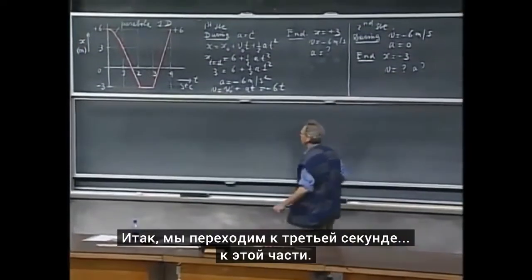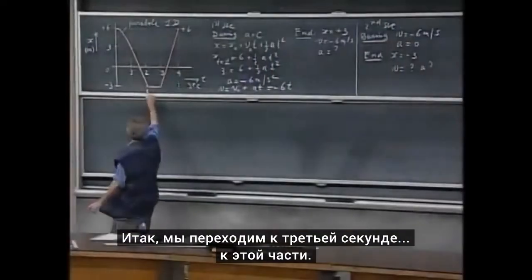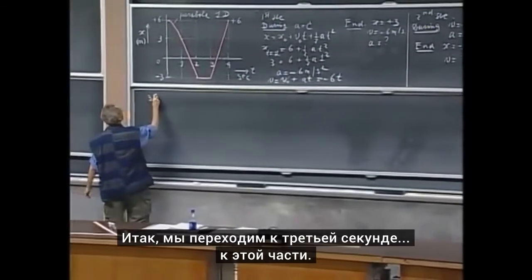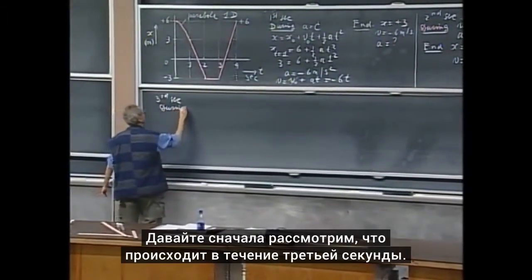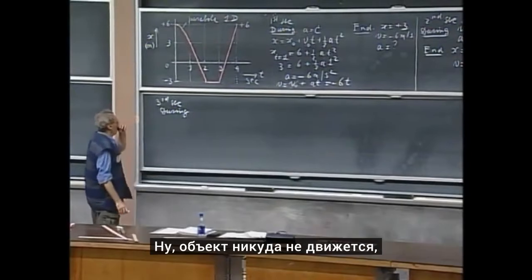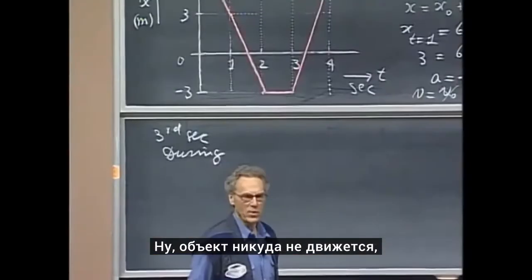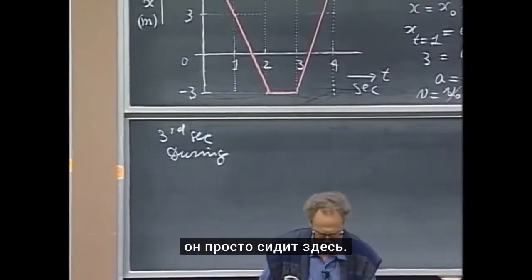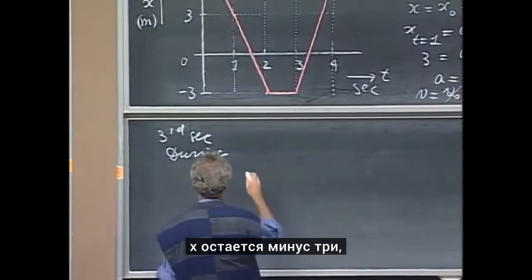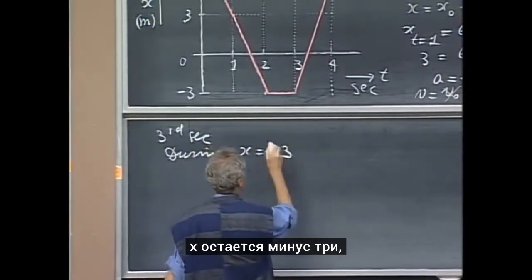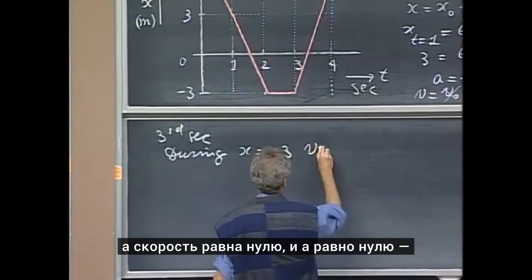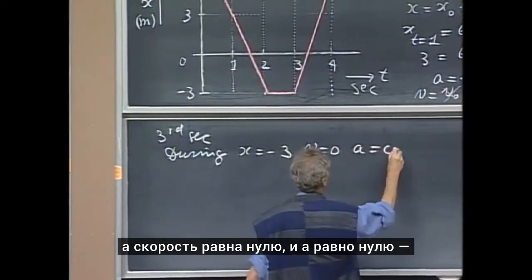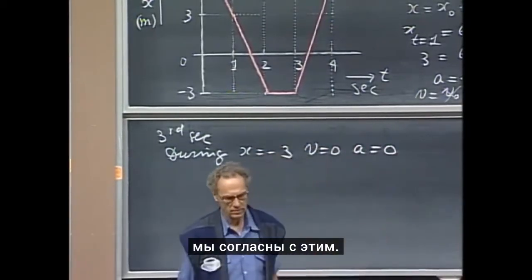So we go to the third second, this part. Let's first look during the third second. Well, the object isn't going anywhere, it's just sitting there. X remains minus 3, and the velocity is 0, and A is 0. We can agree on that.